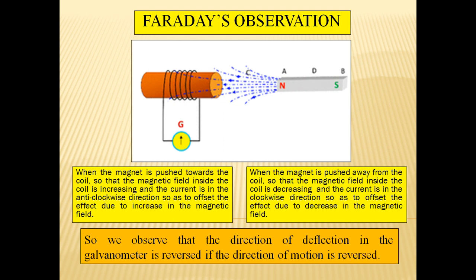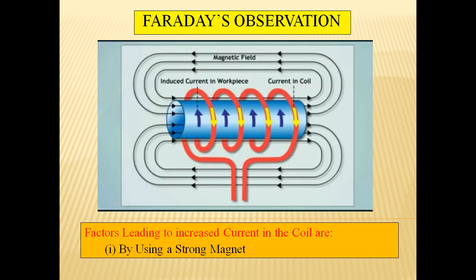But when the magnet is pushed away from the coil, the magnetic field inside the coil is decreasing and the current is in the clockwise direction so as to offset the effect due to decrease in the magnetic field. So we observe that the direction of deflection in the galvanometer is reversed if the direction of motion is reversed. The factors leading to increased current in the coil are, first, using a strong magnet.